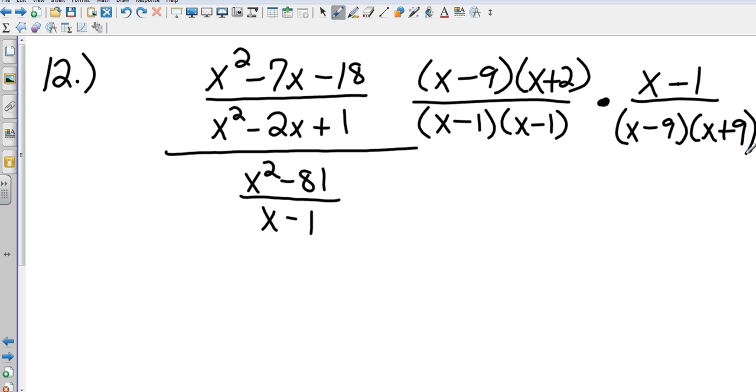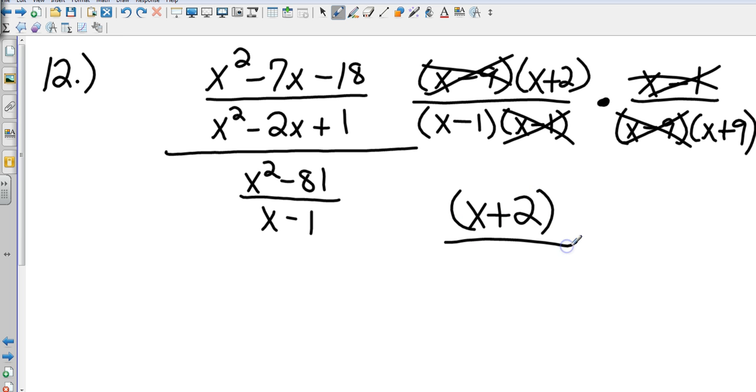Now we start canceling. We've got 1 x minus 9, 1 x minus 9, x minus 1, 1 x minus 1, and only 1. Don't cancel both of them on the bottom. You can only cancel 1 for 1. Okay? So I end up with x plus 2 all over x minus 1 times x plus 9.